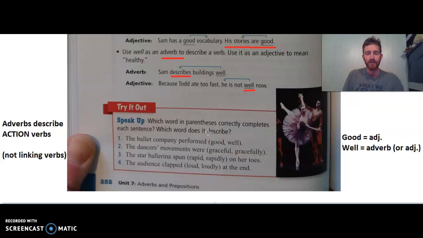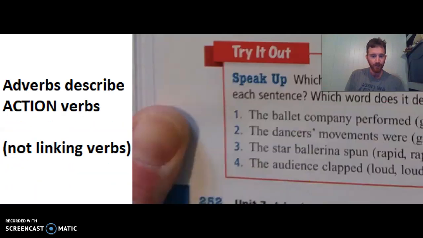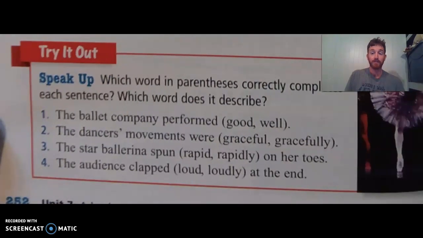The stuff you'll turn in for me online is going to be from the workbook though, okay? So here it says, which word in parentheses correctly completes each sentence? Which word does it describe? Okay, so let's talk about that. Here it says the ballet company, I'm going to zoom in a little bit. The ballet company performed well, is what we want to say.